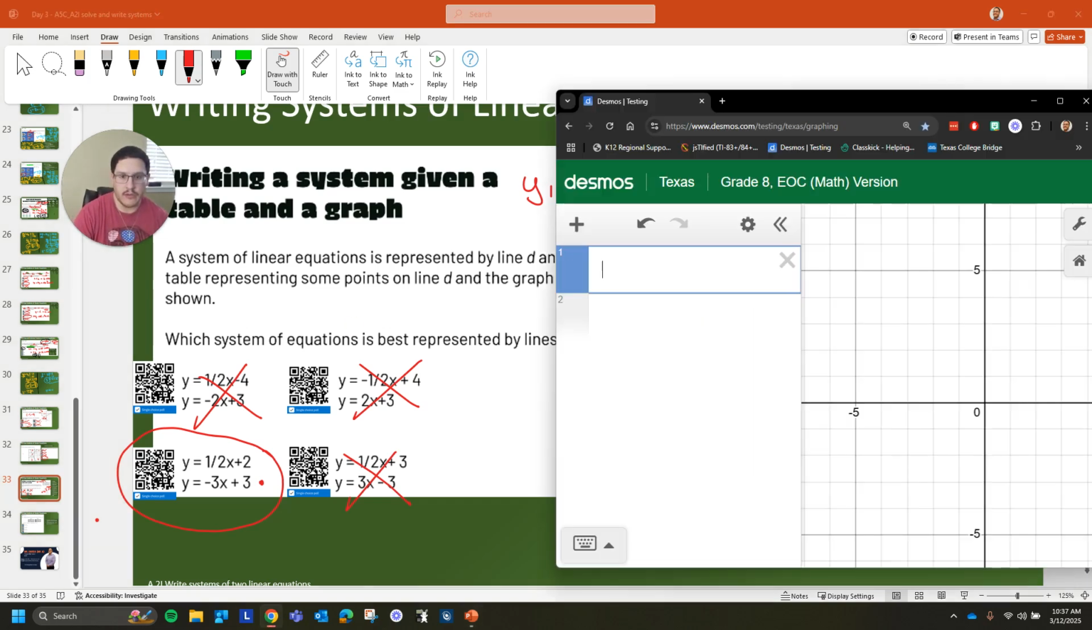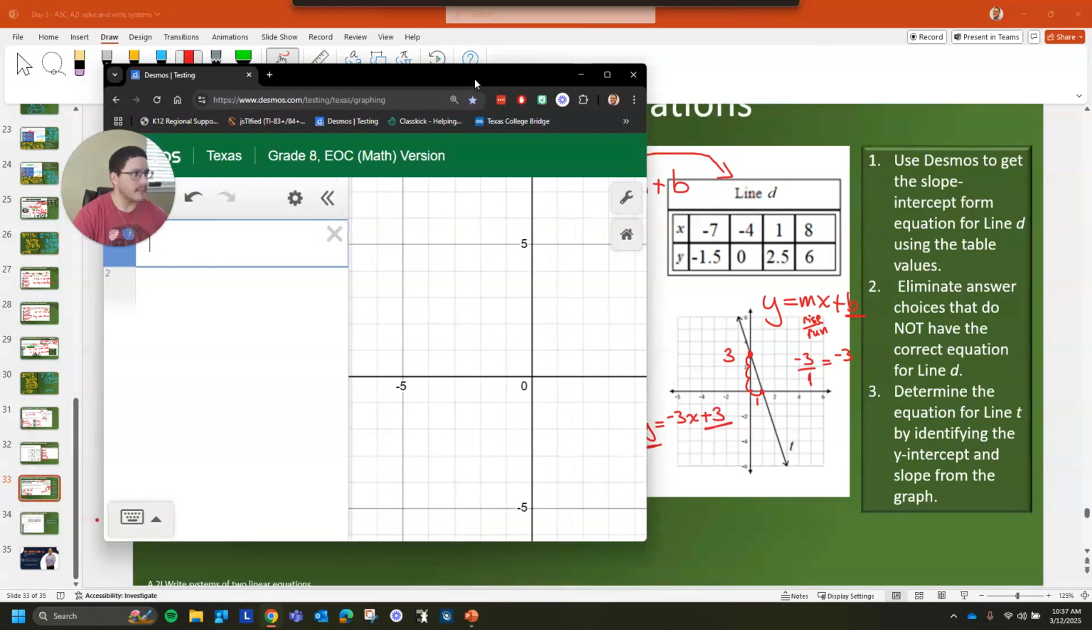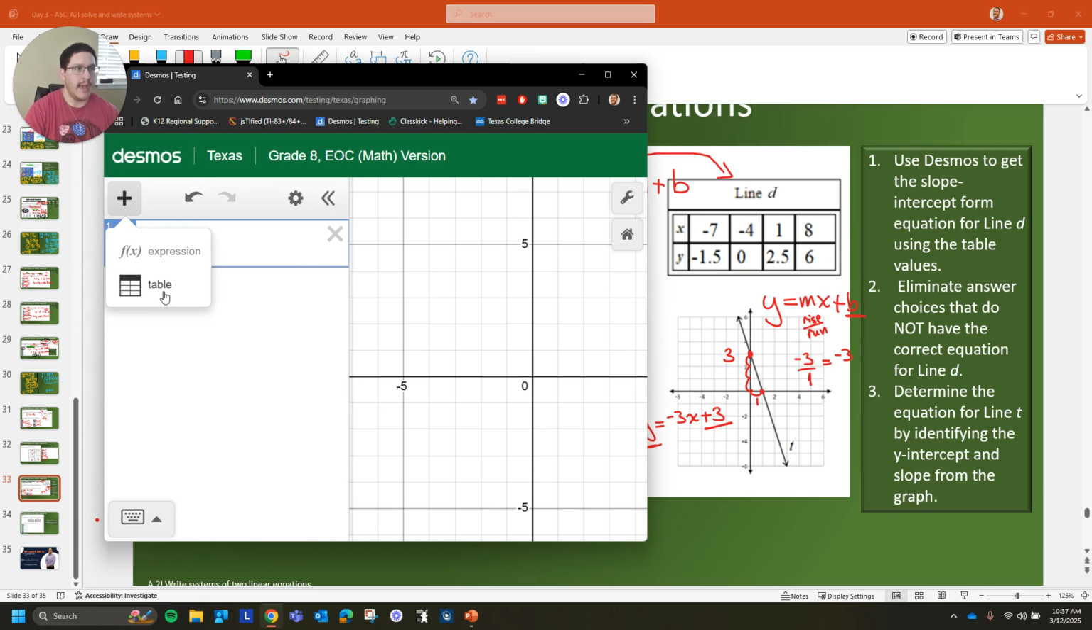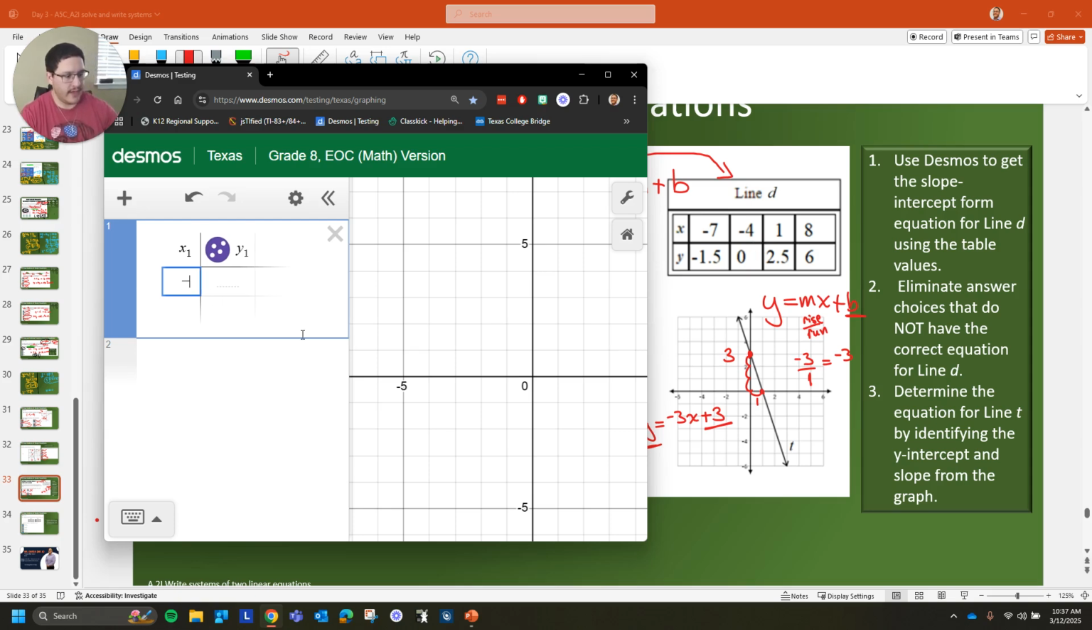So let's go to Desmos. Let's create a table. In order for you to create a table, highlight one of the lines and then hit the plus symbol and click on table. And then we're going to enter all the x's and all the y's for that table. So negative 7, negative 4, 1, and 8.